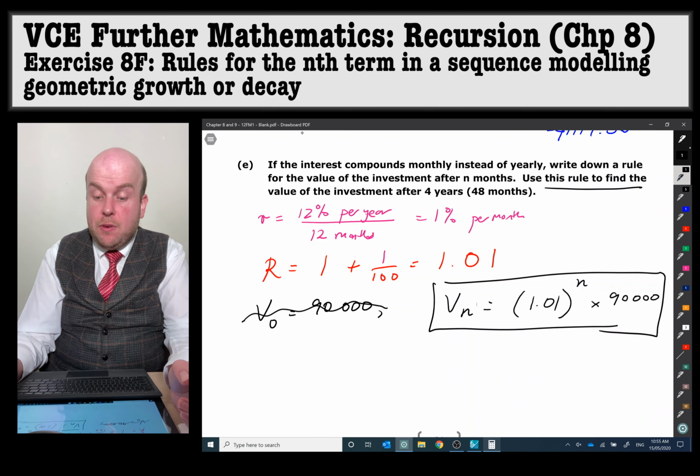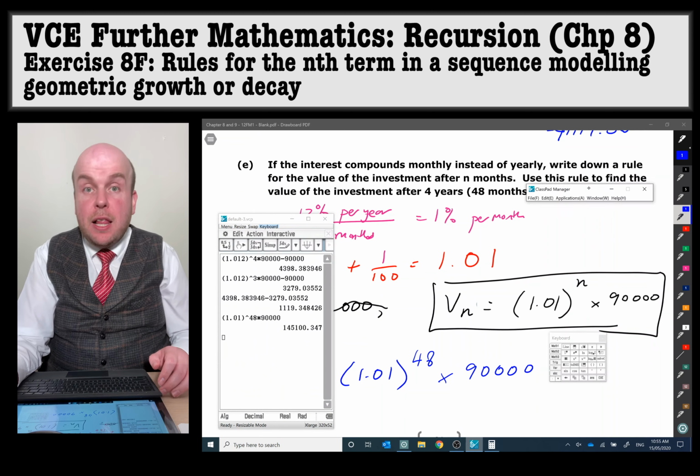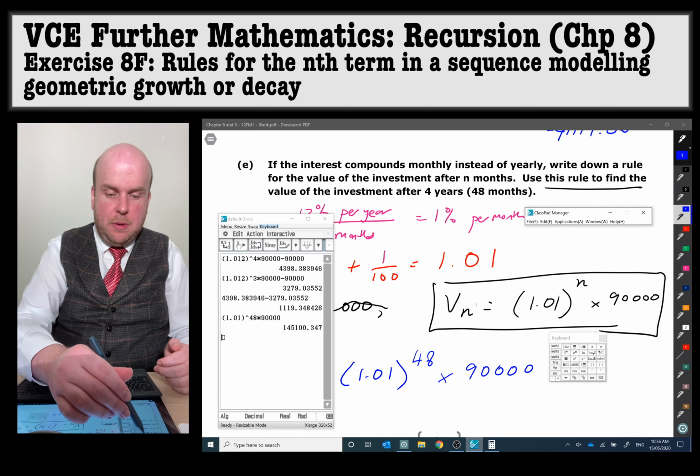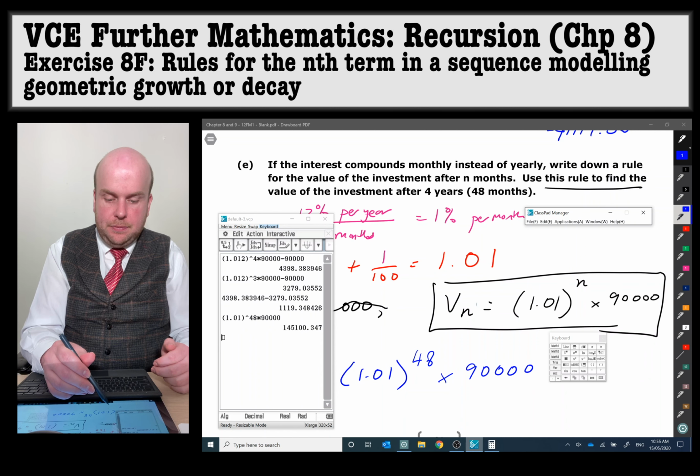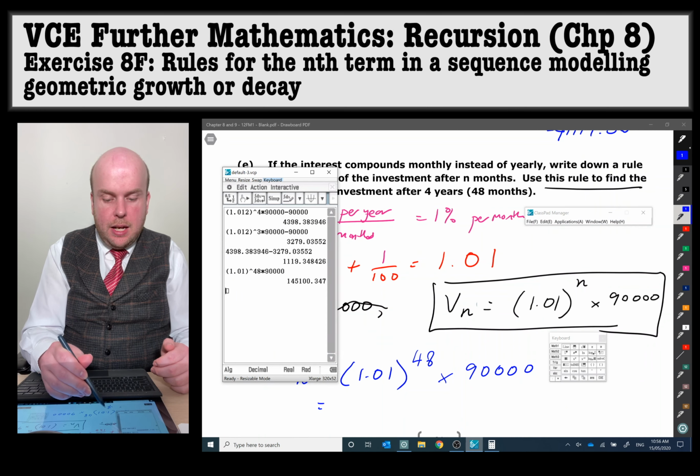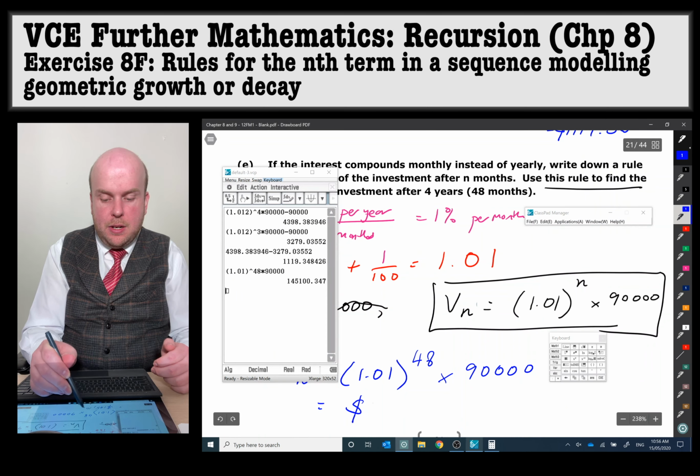Sometimes when it gets big powers, the calculator likes to have a hissy fit. Hopefully it won't. 1.01 to the power of 48 times 90,000. And there we go, so the total value here. Now, do we need the interest or the total amount? It says use this rule to find the value of the investment, so this is the total amount that it wants. So this is going to be $145,100.35.